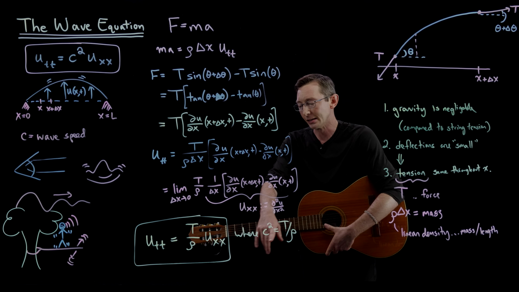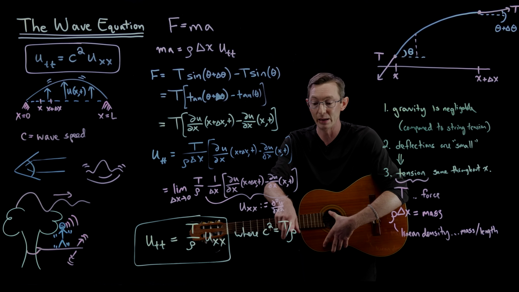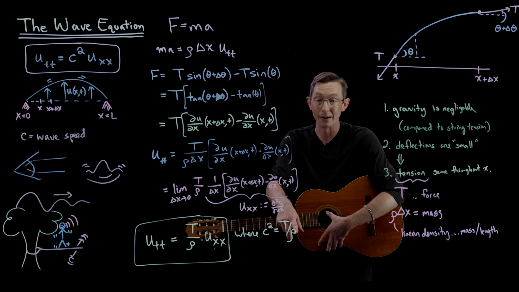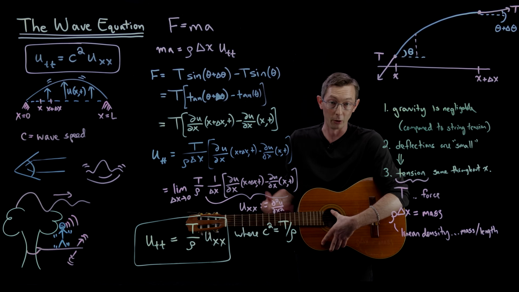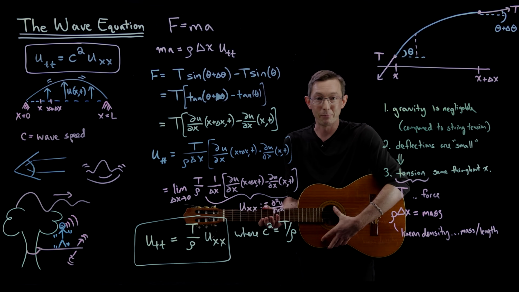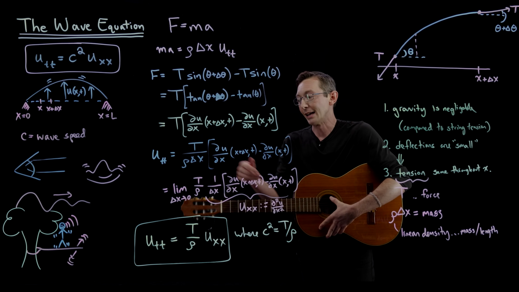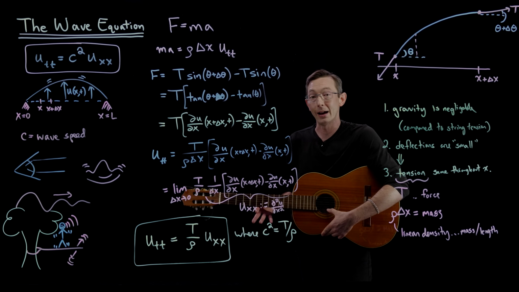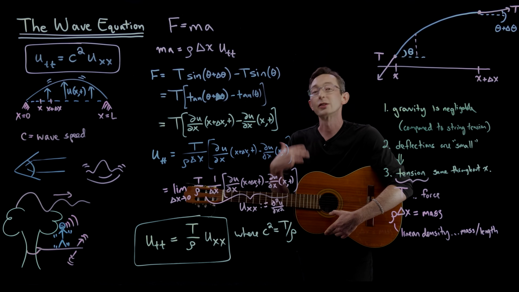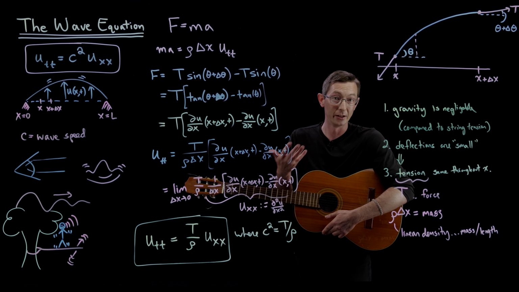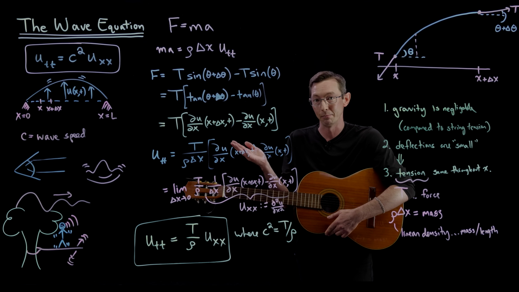And so what that means is that my larger string has a big rho, and dividing by a big number makes C lower. So my big string has a lower wave speed than my small string, assuming they're made of the same material. Let's say they're both made of the same metal.